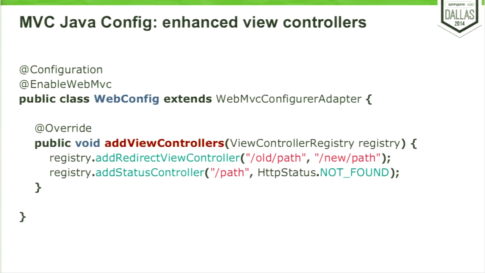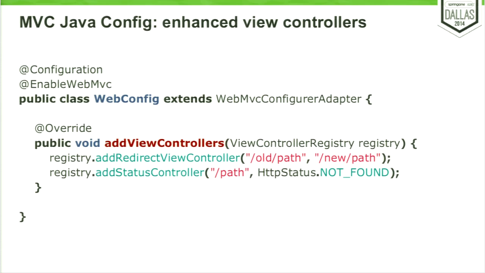Another enhancement to the MVC configuration is support for redirect and status controllers. Basically, we already have the view controllers, which means that you can assign a URL to a particular view, and you can render without any controller logic. So if you can imagine an annotated class which has a method, and all it does is just return the view name, well, there's no point to that controller. That's the purpose of the view controller. It's basically a logicless controller that simply maps the URL to a specific view.